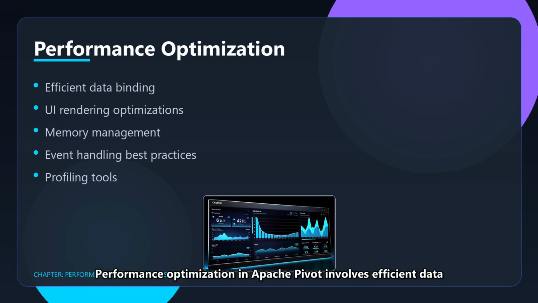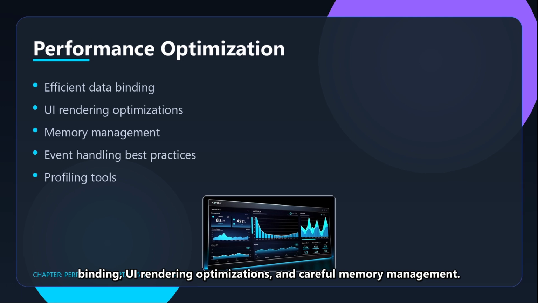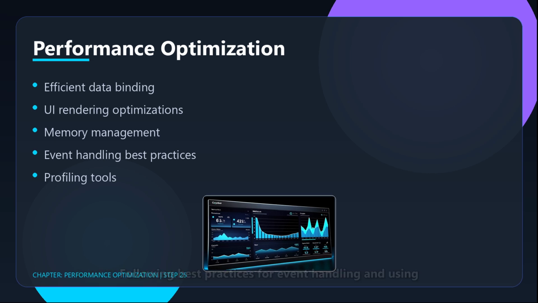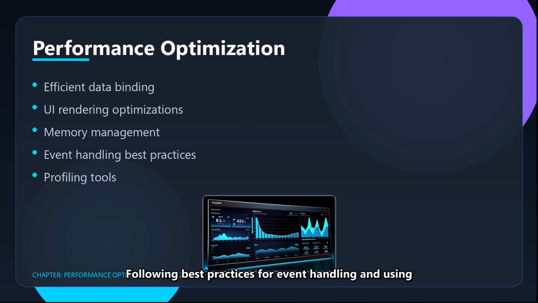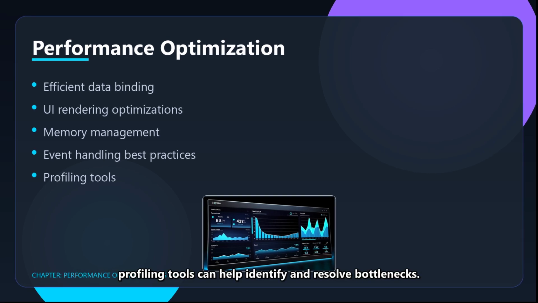Performance optimization in Apache Pivot involves efficient data binding, UI rendering optimizations, and careful memory management. Following best practices for event handling and using profiling tools can help identify and resolve bottlenecks.